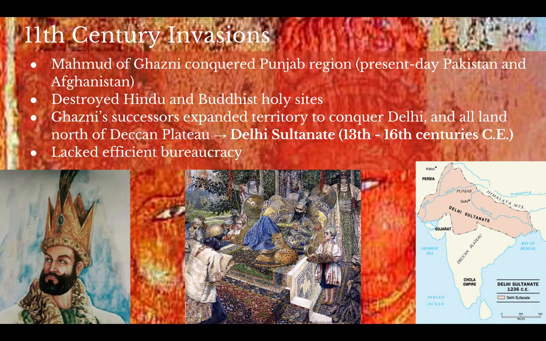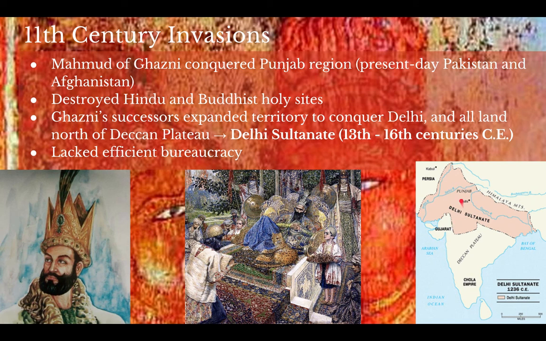So 150 years after Mahmud's death, his successors managed to conquer the city of Delhi, which is the present-day capital of India, but it was also the capital, rather, of the Delhi Sultanate. And once that happens, the Delhi Sultanate is born. So this is a northern Indian kingdom that shows that there is finally going to be some political unification in India. So the Delhi Sultanate lasts for 300 years, from the 13th to the 16th century CE.